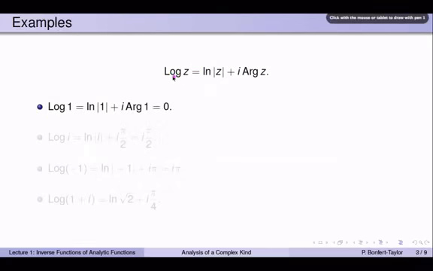Let's look at some examples. So remember, the logarithm of z, the principal branch, is defined as the natural logarithm of the absolute value of z plus i times uppercase argument of z. What's the logarithm of 1, for example? Well, we have to take the natural logarithm of the absolute value of 1 plus i times uppercase argument of 1.